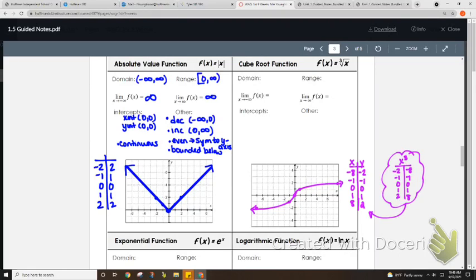And then let's look at our domain. It keeps going to the left, so it keeps going to the right. No holes, gaps, jumps, or anything like that. So negative infinity to infinity.